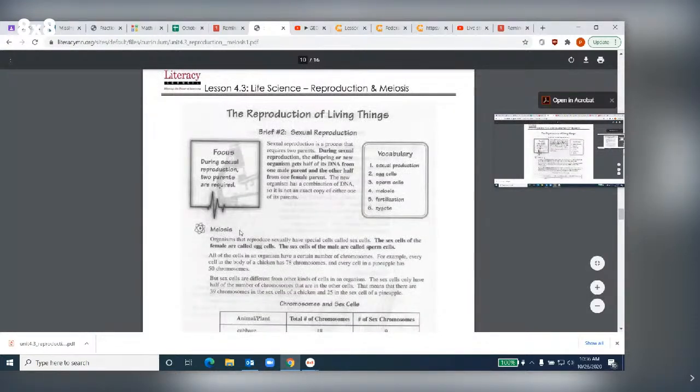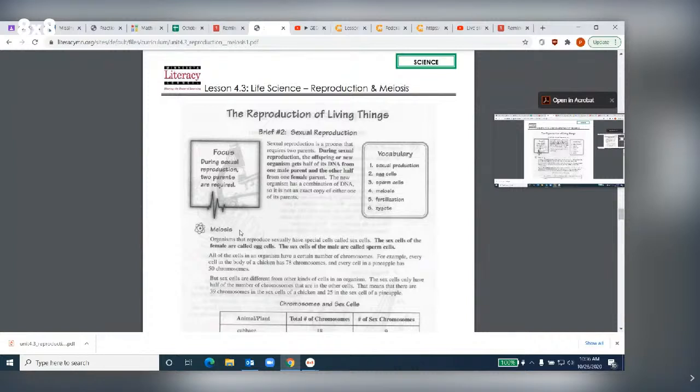So meiosis. It says organisms that reproduce sexually have a special cell called sex cells. The sex cells of the females are called eggs, and the sex cells of the male are called sperm. It says all the cells in an organism have a certain number of chromosomes. For example, every cell in the body of a chicken has 78 chromosomes, and every cell in a pineapple has 50 chromosomes. But sex cells are different from other kinds of cells in organisms. Sex cells only have half the number of chromosomes that are in the other cell. That means there are 39 chromosomes in the sex cell of a chicken and 25, so they have half.